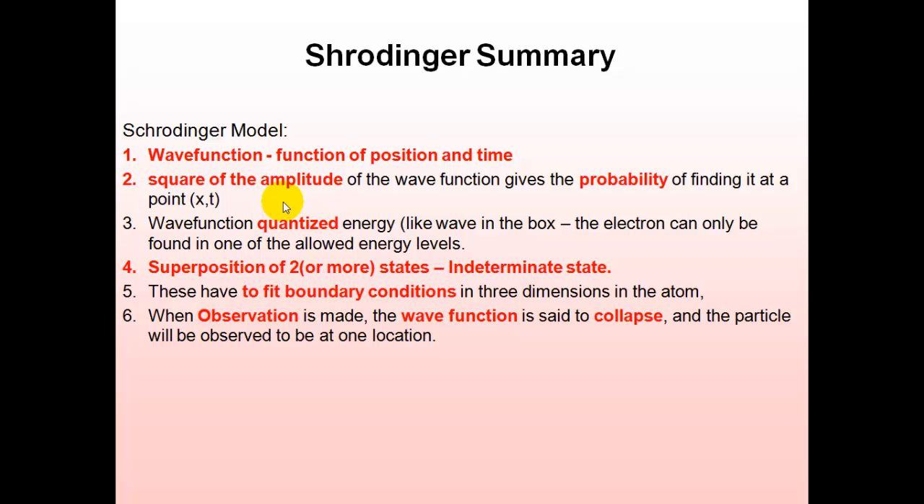This wave function needs to fit the boundary conditions. When the observation is made, the wave function is said to collapse, and then we'll see it's in one location.